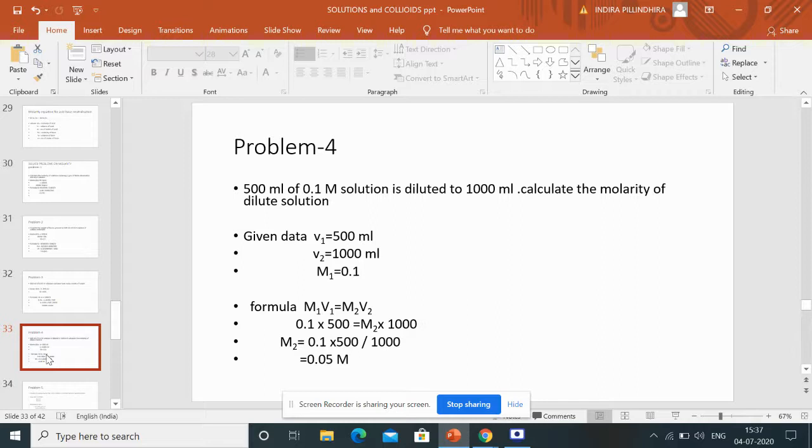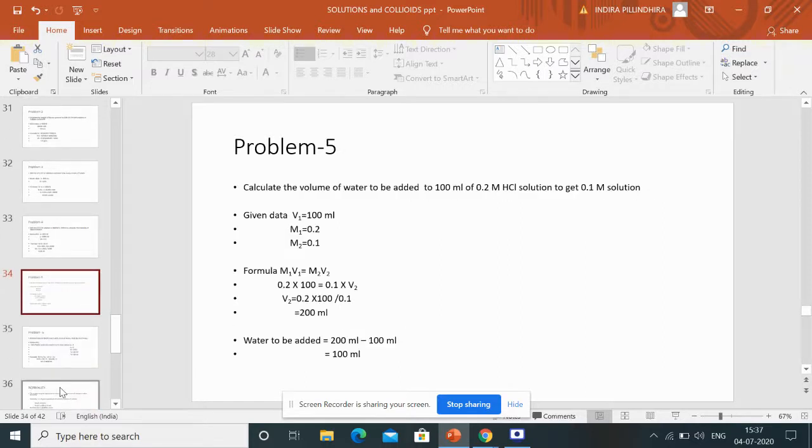Now, as we know the formula M1 V1 is equal to M2 V2. Substitute the data in this formula, and we'll get the molarity as 0.05 M. Okay, so this is the fourth type of the problem, and now we'll move to the fifth type. Next slide. Calculate the volume of water to be added to 100 ml of 0.2 M HCl solution to get 0.1 M solution. Here, data is given. Initial volume is given, initial molarity is given, final molarity is given.